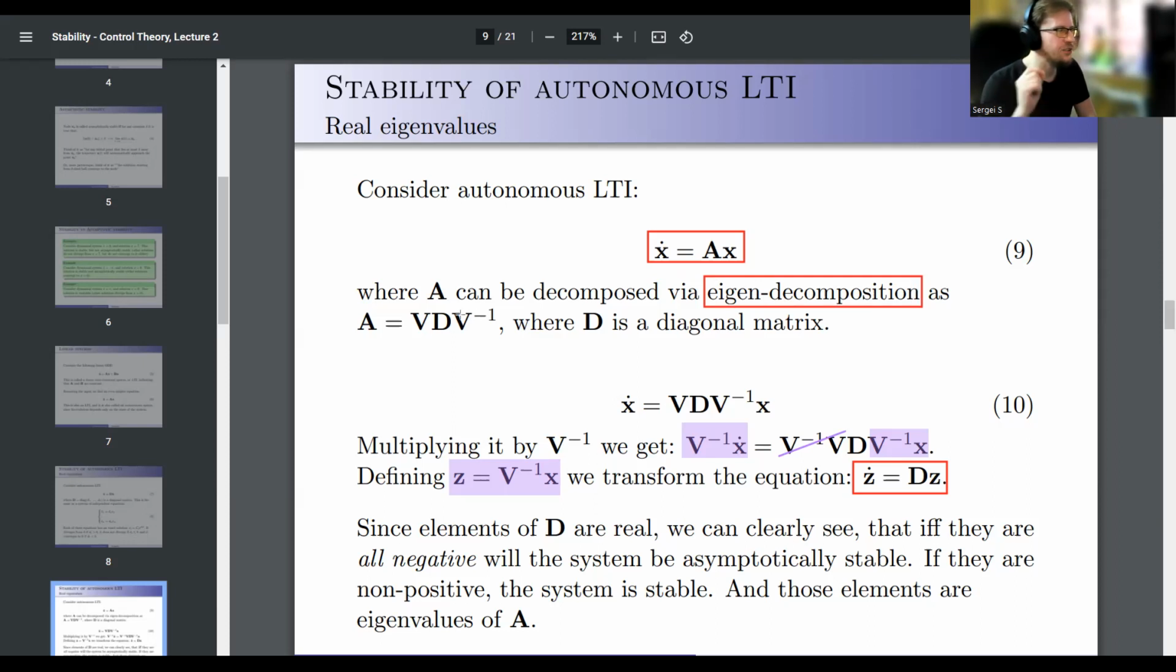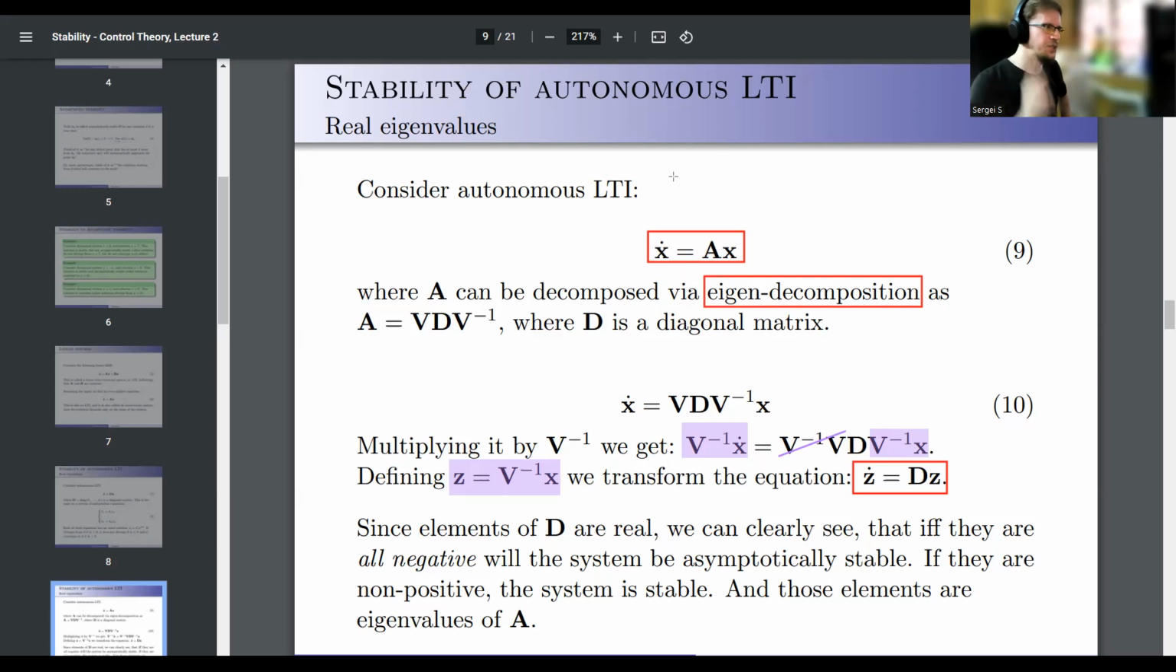So D are the eigenvalues of the matrix. In this particular case, what we discovered is if the system's eigenvalues, which are real numbers, remember, we are discussing only the case when all eigenvalues are real, are all negative, it is asymptotically stable. If at least one of them is positive, it is unstable. If all eigenvalues are non-positive, and at least one is equal to 0, then it is marginally stable. That is what we discovered on the slide.